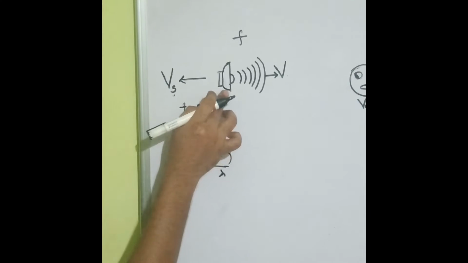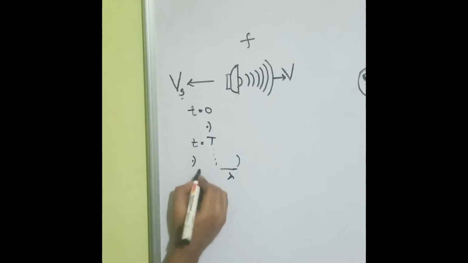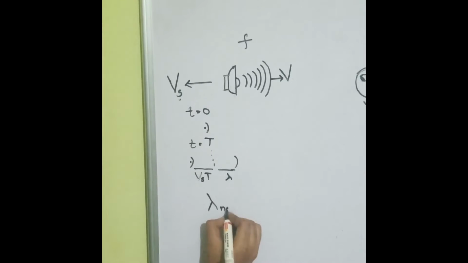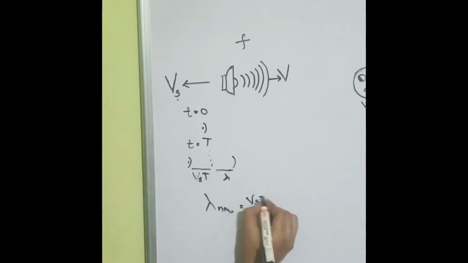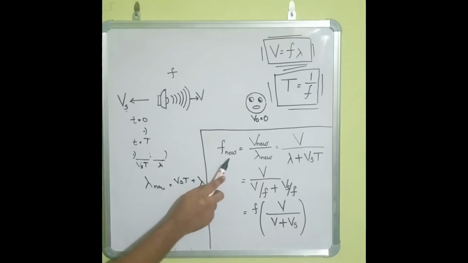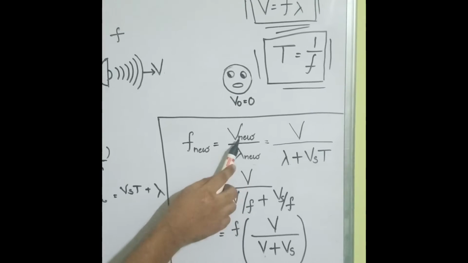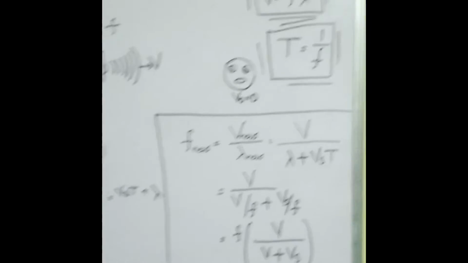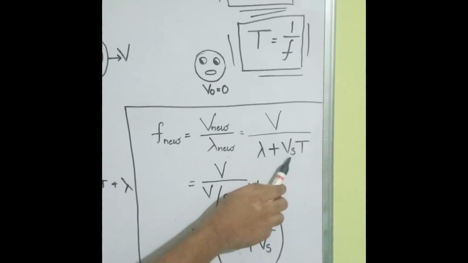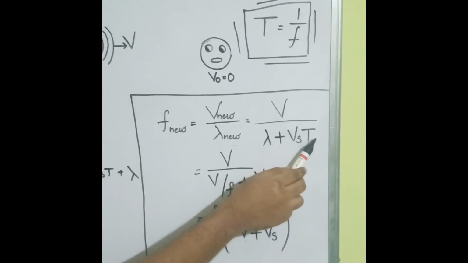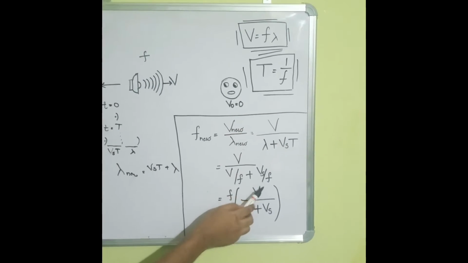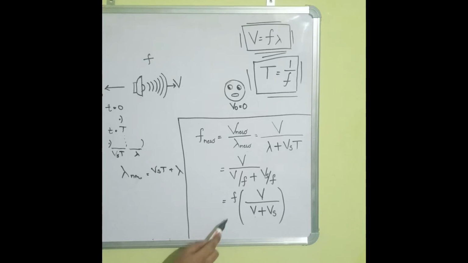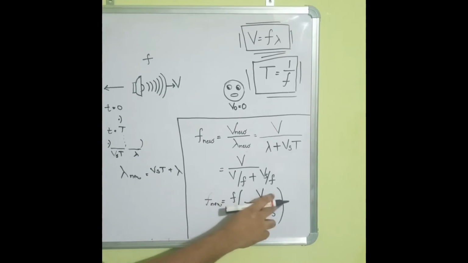Since the source is moving with Vs velocity, the wavelength is increased by Vs into this time. Lambda' now becomes Vs into T plus lambda, equal to V' by lambda'. V' equal to V, since our observer is not moving. We got lambda' equal to lambda plus Vs into T. And here time period T equals 1 by f, we substituted it, and with the help of our umbrella formula, lambda equal to V by f. So finally we got f' equal to f into V by (V plus Vs).